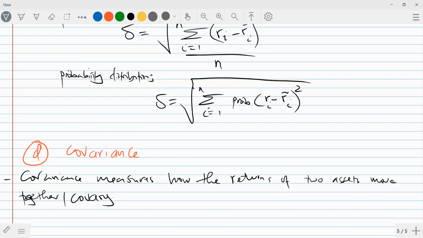Trying to see if the return of A is increasing, what is happening to the return of B? If B is decreasing, what is happening to the return of A? That's what we refer to as the covariance. Trying to see how is that movement between A and B, referred to as the covariance.